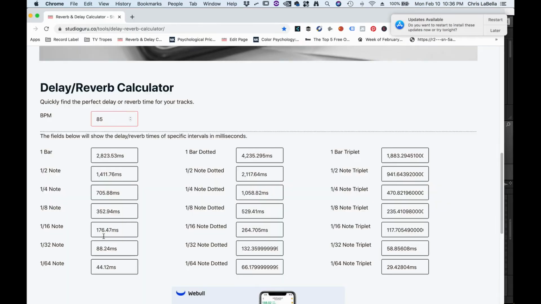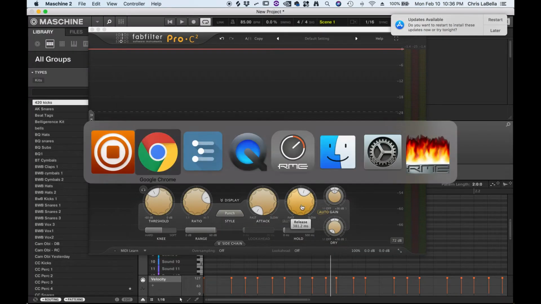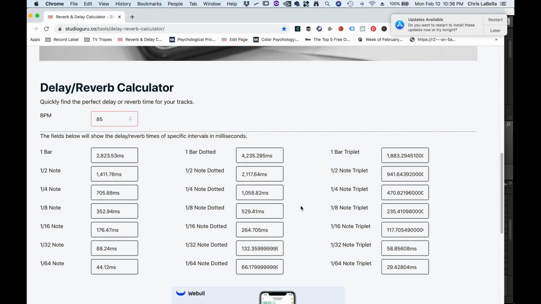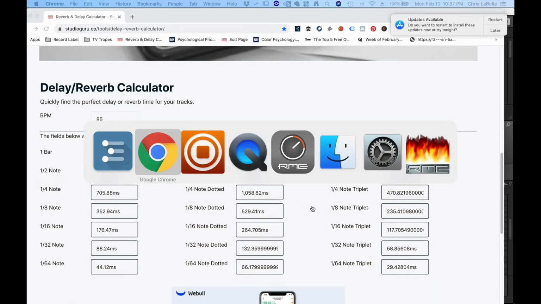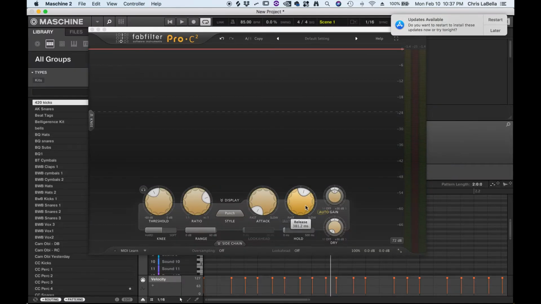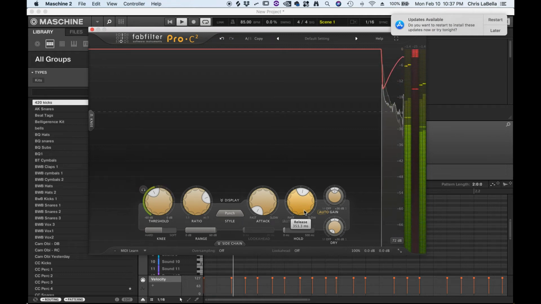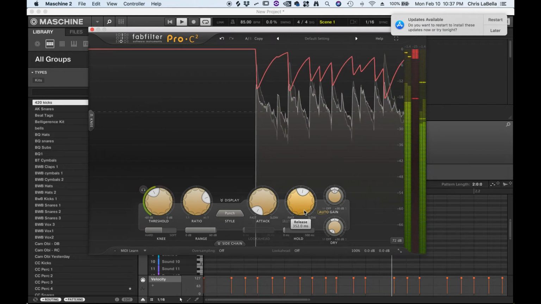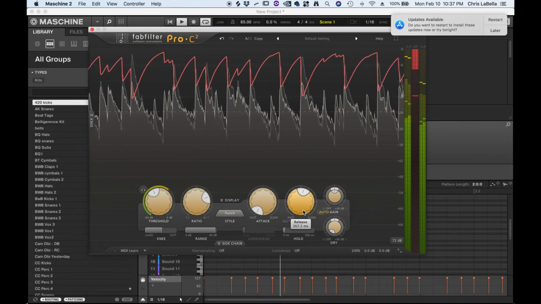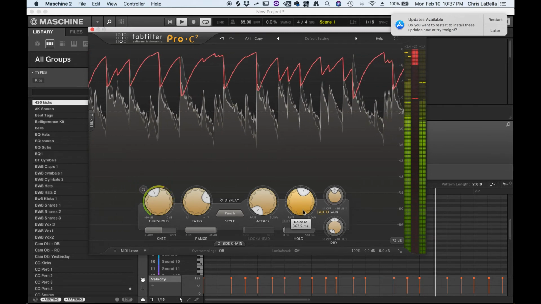So let's set the release at around 352 or 176, one of those. Let's set it at 352. So you can tell it's kind of breathing with the beat now.